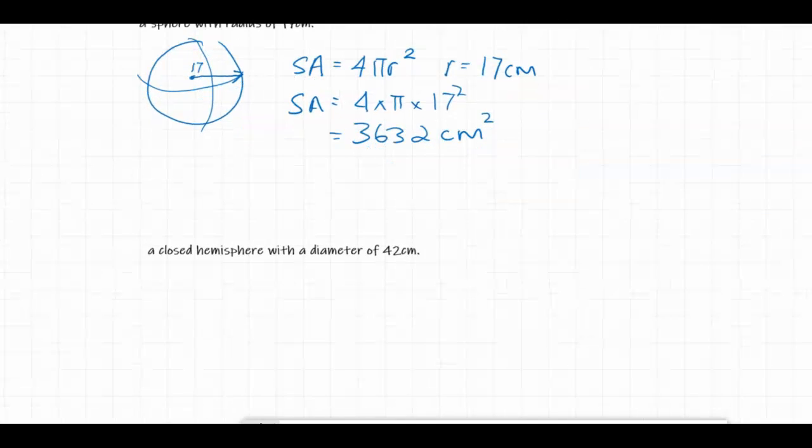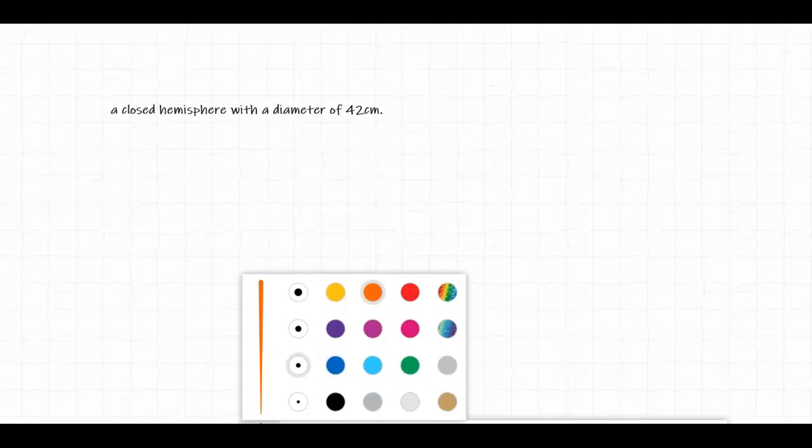The last one, a closed hemisphere. Now this is a word that tricks some of you. Hemisphere is half a sphere. And it's closed, so that means like someone's put a lid on this. That's my best attempt. So we put a lid on here, and it's like we've cut a sphere in half. So I have half a sphere. And the lid, of course, on top would be a circle.